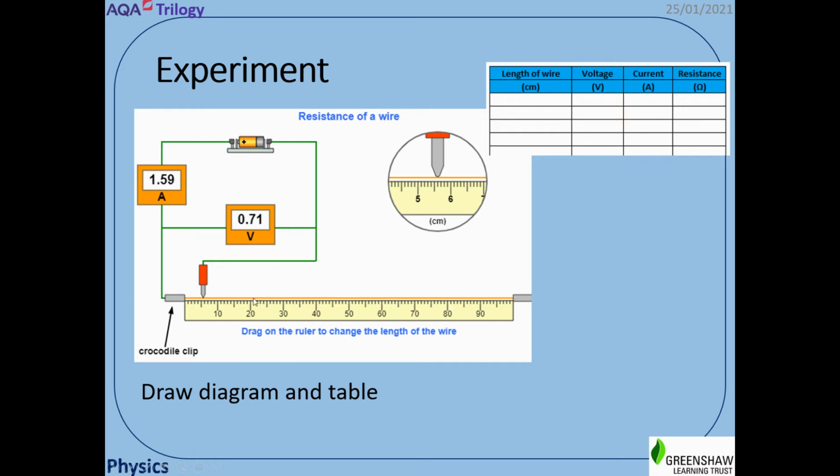Okay, once you've drawn that diagram, I would very much like you to draw this table. And I want you to give yourself 8 rows in that table so that we can get enough results to be able to see what's happening there. So I'd like you to pause the video and do that now, please.